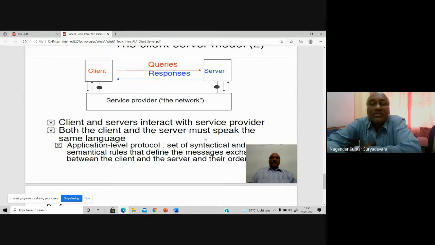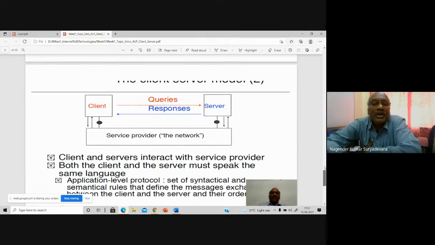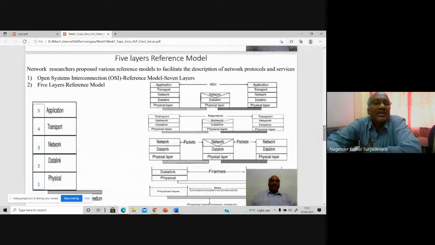The client and server both, what language do they speak? TCP/IP. TCP/IP, absolutely correct. Good answer. Very good. So now we are coming to this TCP/IP model, in which we have certain layers.